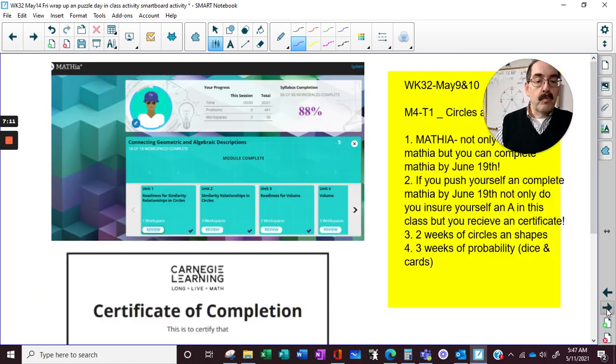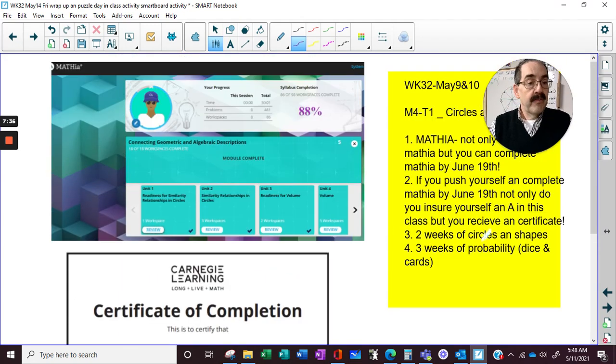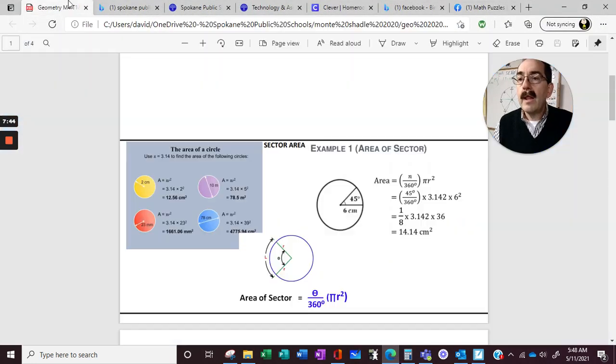Remember that we are challenging all of you. You want an A? Go to Mathia. Seriously, Mathia is fun now. We're just going to go to geometric and algebraic descriptions where we're actually putting math to shapes, and we're getting ready for similarities and circles. Let's just go there right now. If you complete Mathia by June 19th, automatic A in the class. It is doable. Come on, let's go. So we're going to go to the internet.